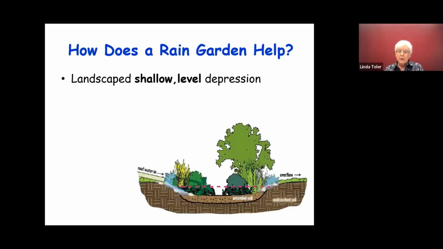So unlike most gardens, which are generally level at soil level or raised a bit, a rain garden is a landscaped, shallow, flat bottom depression, and it collects runoff after a rain event. The water actually pools in the depression and slowly seeps out of that depression into the underlying soil, removing contaminants as it drains.